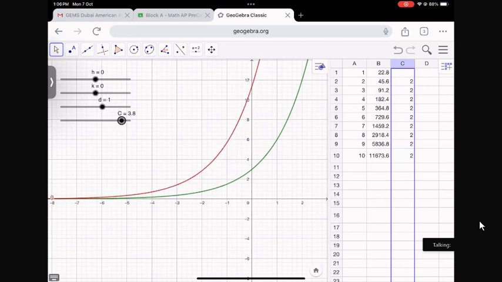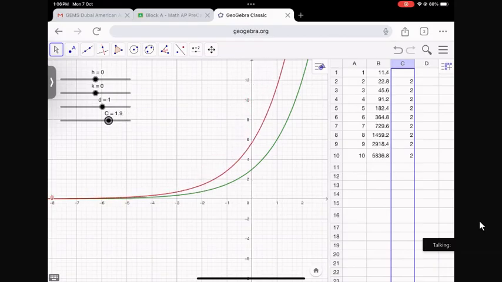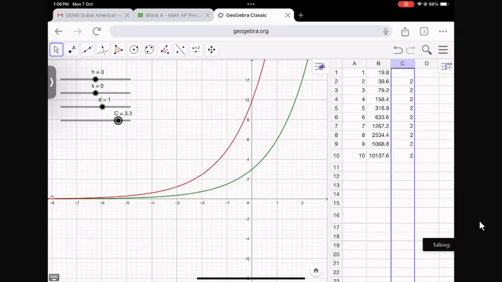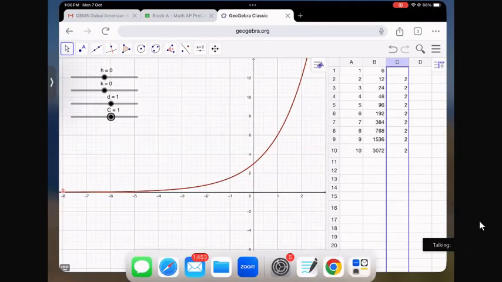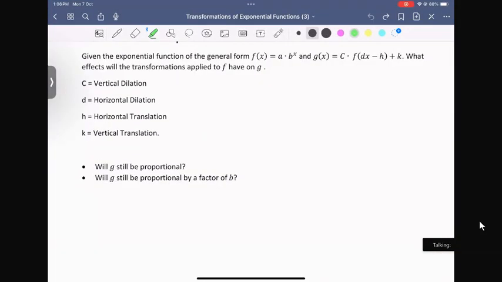Notice that the output values change completely as I'm doing this, but the fact that their consecutive values are still proportional by the factor of 2, we can see quite clearly. So what we're seeing here is that when we apply the vertical dilation, it is still going to be proportional by a factor of b.